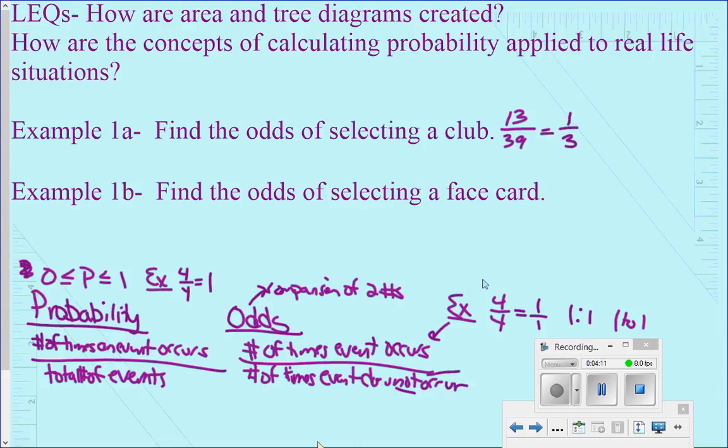So that's the odds. B, find the odds of selecting a face card. Well, face cards are jacks, queens, and kings. Aces don't have faces, and jokers are not part of a standard deck. So there are 12 face cards, and there are 52 total cards, so that means there are 40 that are non-face cards. So I simplify that. 12/40 simplifies to, what, 4 goes into each of those, so 3/10. 3/10 is the odds for selecting a face card.